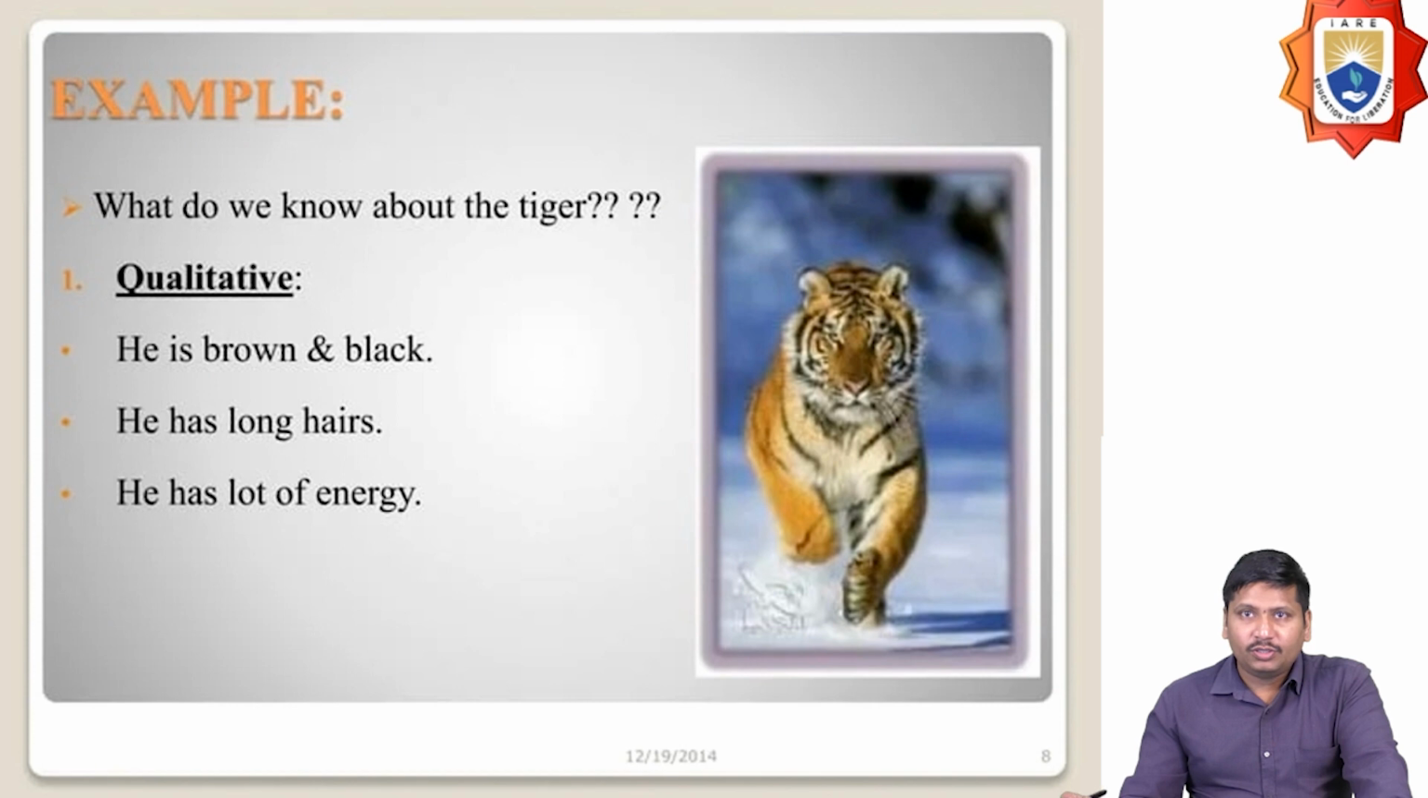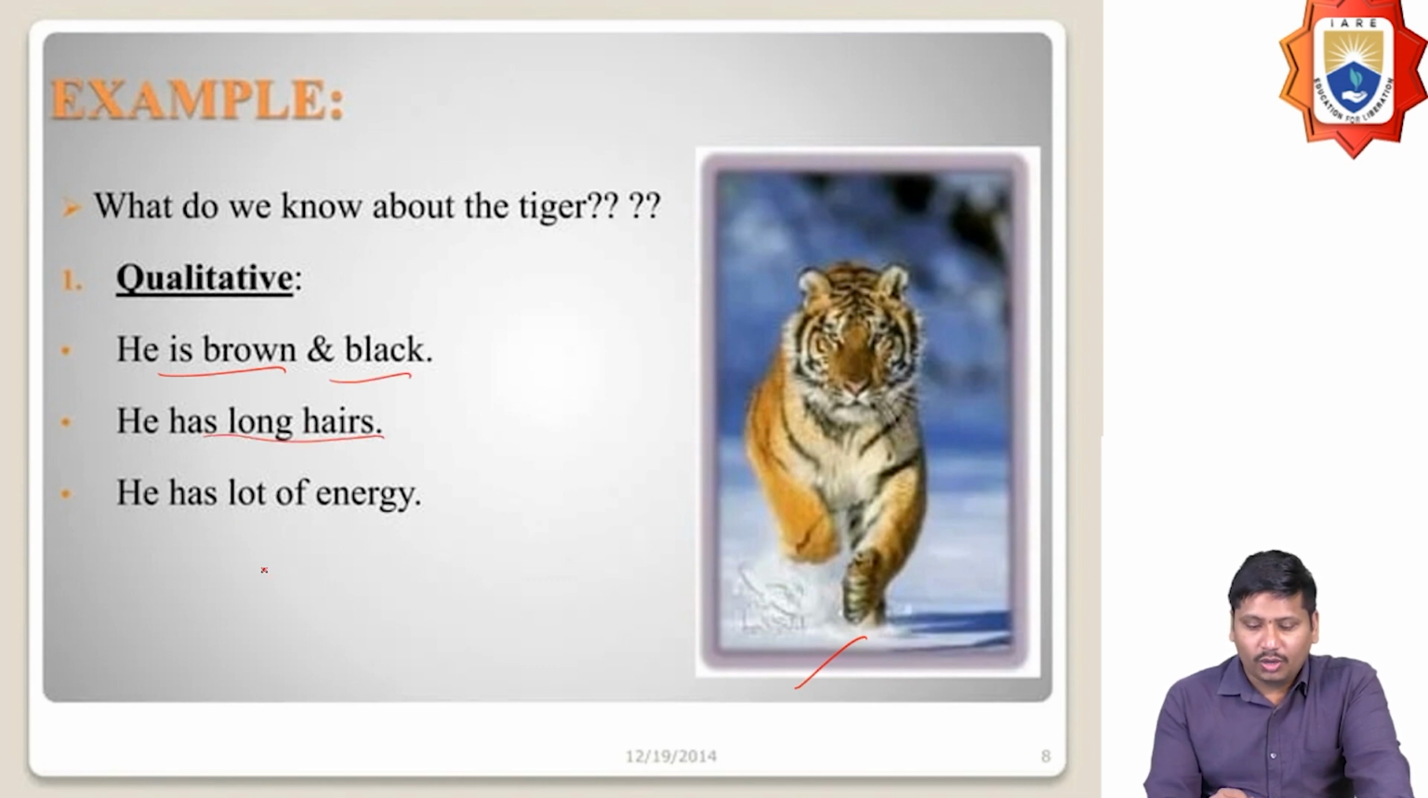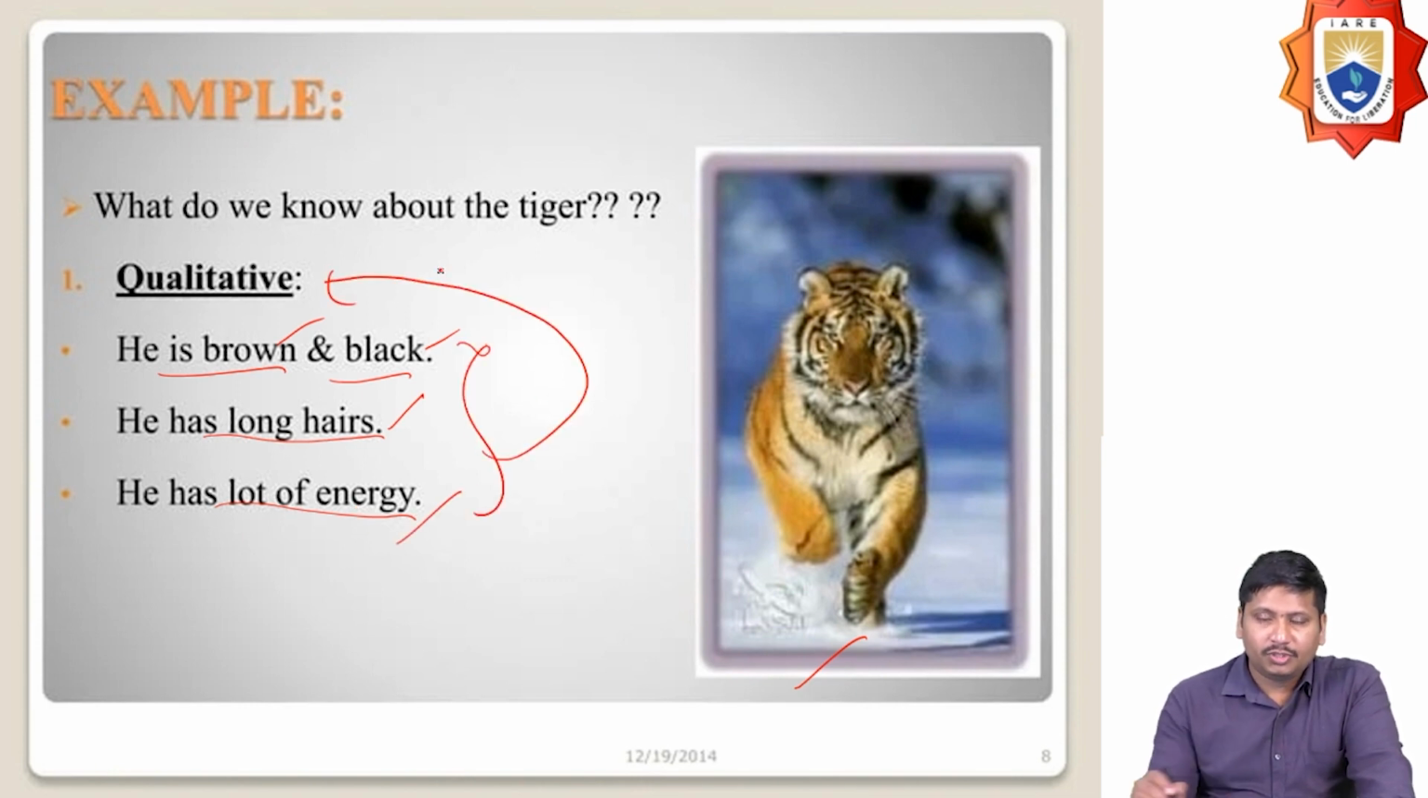For example, we know this already from the picture, it is this tiger. So the data that I get from this picture: the tiger is brown and black, and it has a long head and a lot of energy. Brown and black, is there any convention for notation for this? No. Long head? No. A lot of energy? No. Right? So the data should come under qualitative. By seeing the pictures, we can extract some data, but all of it should come under qualitative only.